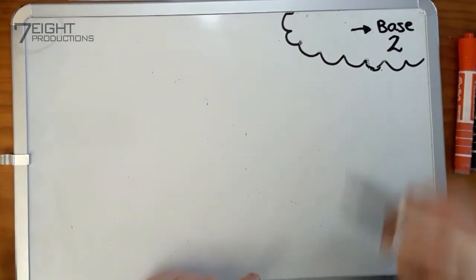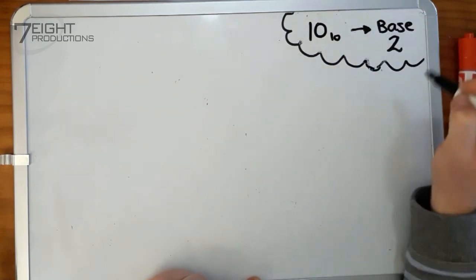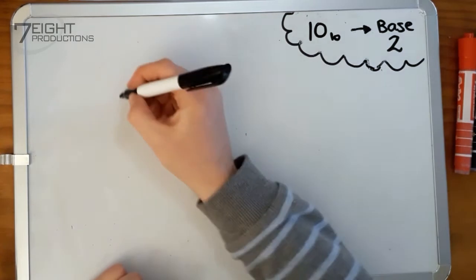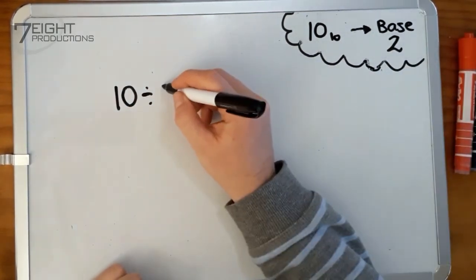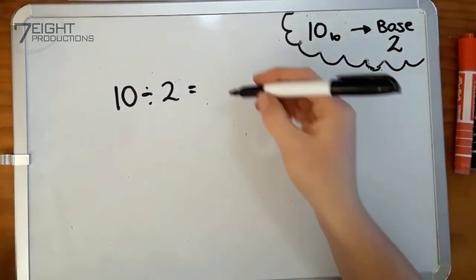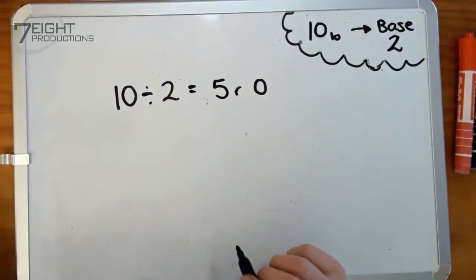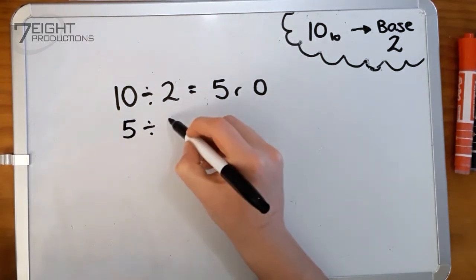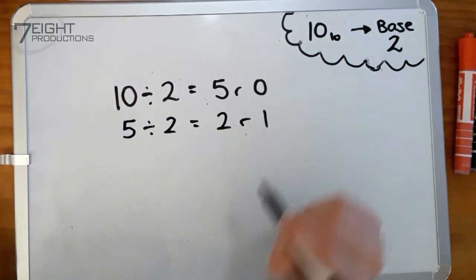Okay, another example. Let's look at the number 10 in base 10 and turn it into a base 2 number. What would it be? Okay, we're going to start with 10. 10 divided by 2, because we're moving into a base 2 system, is equal to, we know that it's 5 and there's a remainder of 0. We take this whole number 5 and we divide it by 2. 5 divided by 2 is 2, remainder 1.